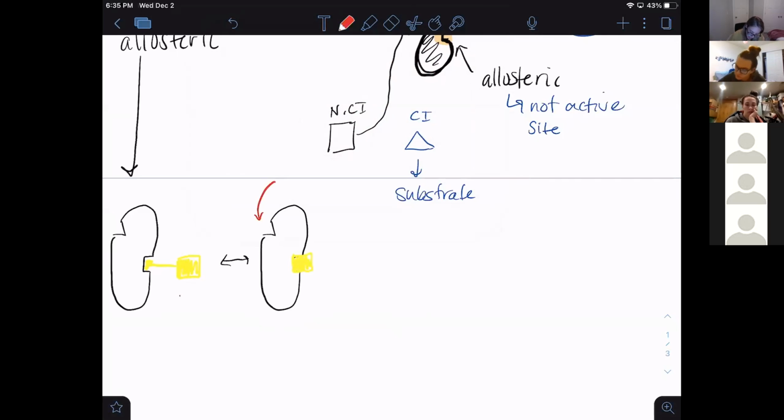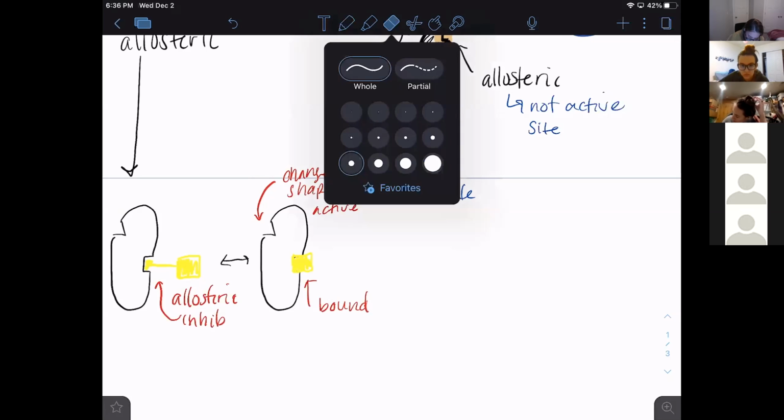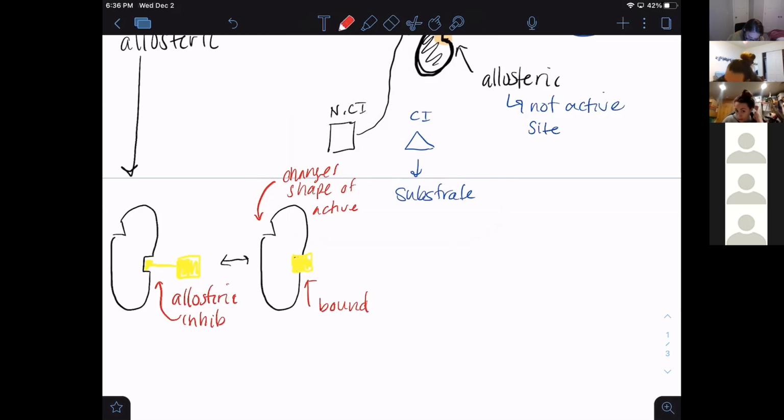So when an allosteric inhibitor binds to the allosteric site on the enzyme, so now we're bound, it changes the shape of the active site. So now we have this guy that may look like this. So he went from a triangle to a square.